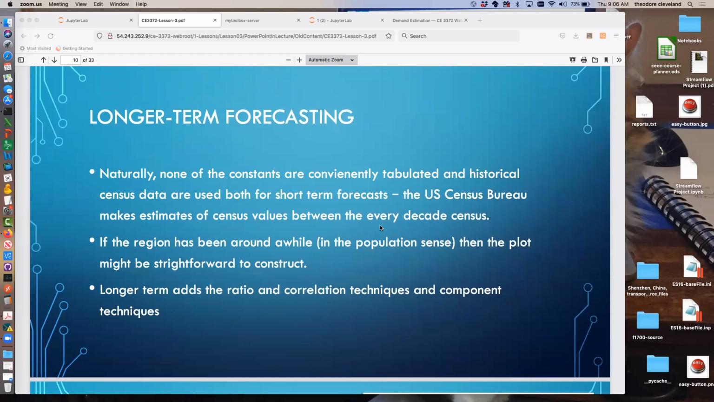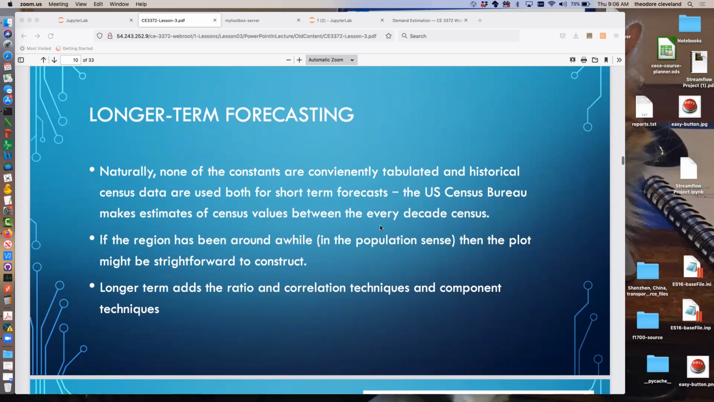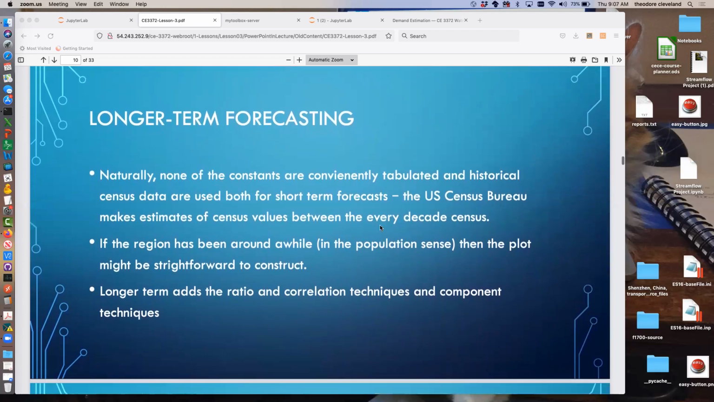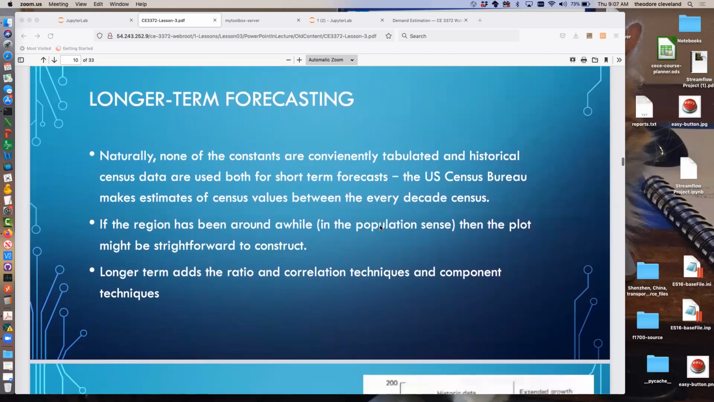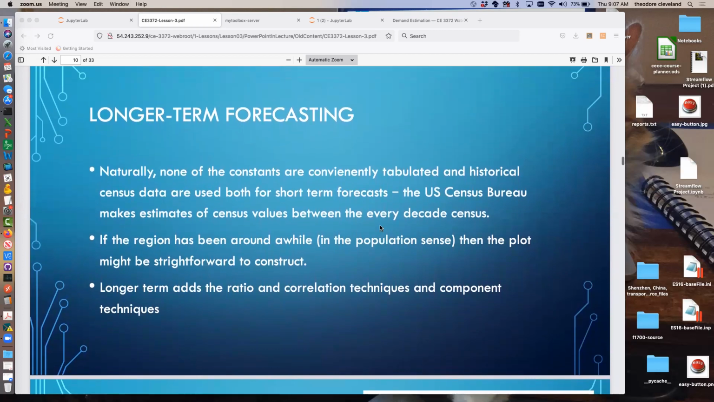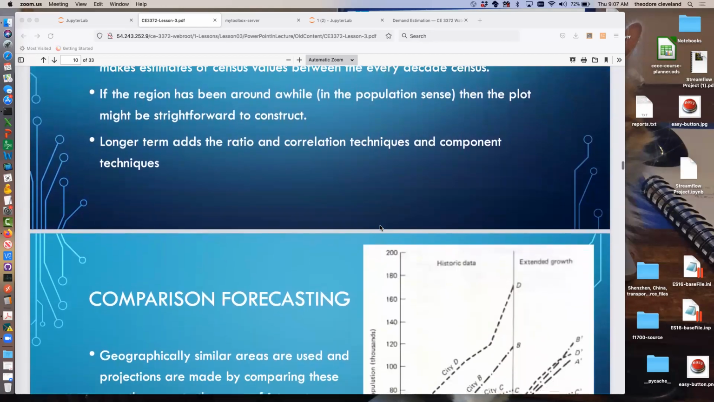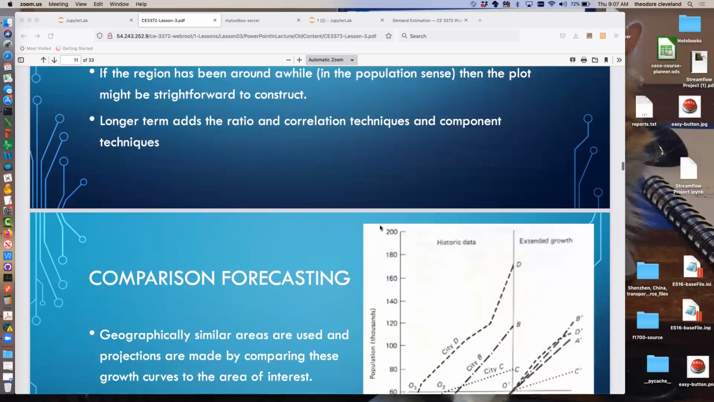For longer term forecasting, we have to appeal to some different methods. None of the constants are conveniently tabulated. Historical census data are usually used for both short-term forecasts and to some extent long-term forecasts. You all know what a census is because you had that in high school. We just went through one a few years ago. Some of you may have been part-time census workers, where you would go knock on doors in scary parts of town and try to get the number of people in the house.